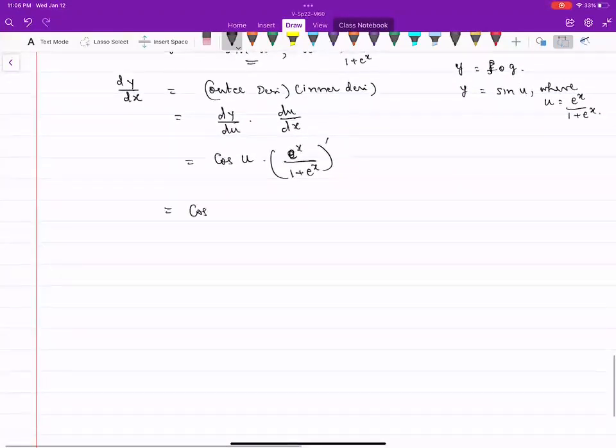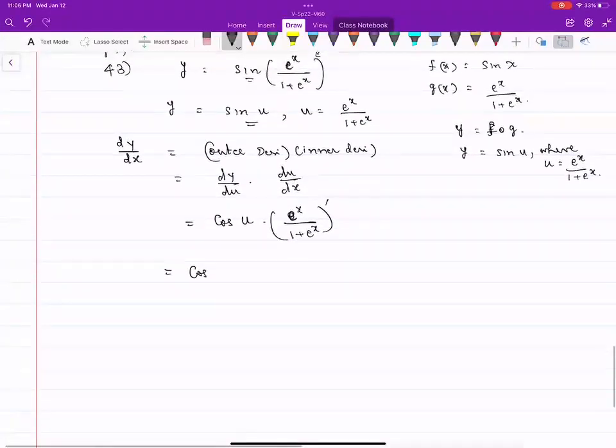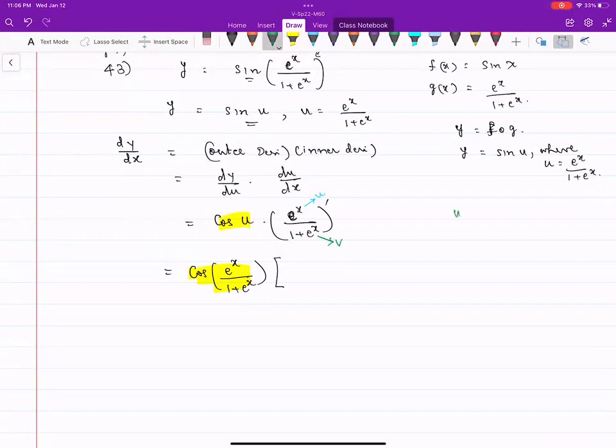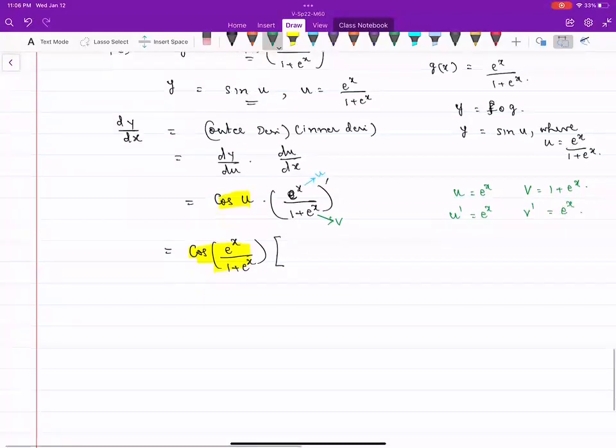So it is cosine of u. What is u? u is e to the x over 1 plus e to the x, that is the outside. Then for the derivative of the inside, you have to apply the quotient rule because it looks like a quotient. So consider the numerator as u and the denominator as v. So u is e to the x, v is 1 plus e to the x. So what is u prime? e to the x. What is v prime? The derivative of 1 is 0, and the derivative of e to the x is e to the x.